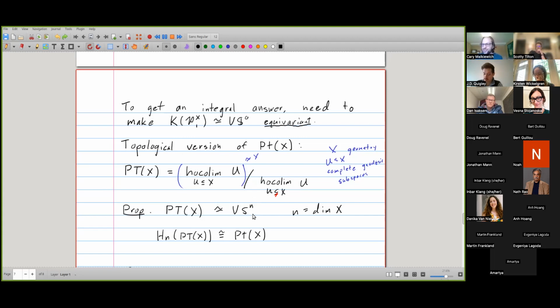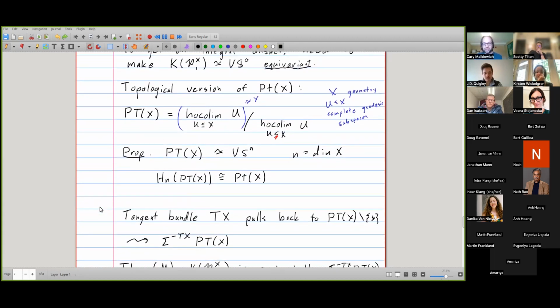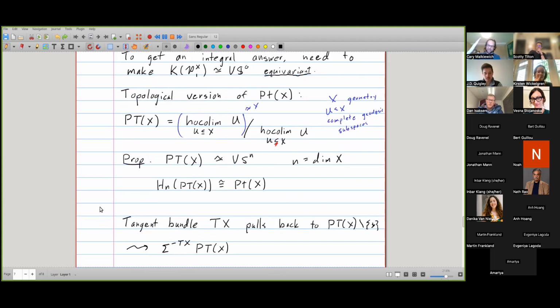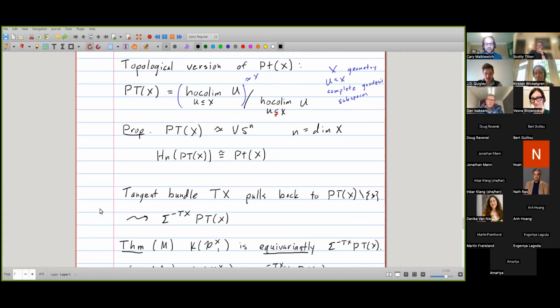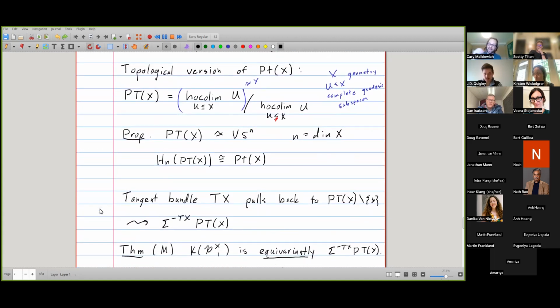Okay, so now how do I get down to 0 spheres? Well, I have to desuspend, right? But remember, I want this description to be equivariant, so I have to desuspend by the correct thing. The correct thing turns out to be the tangent bundle. So you take the tangent bundle of the geometry, that pulls back to the space, away from the base point. And therefore, I can take a reduced suspension of this space by the negative of the tangent bundle. So if I take those n spheres and desuspend them by the tangent bundle, that's a wedge of 0 spheres, and that is equivariantly the correct spectrum.